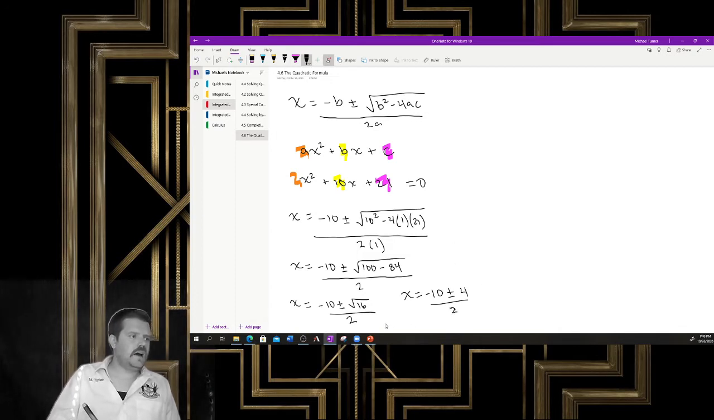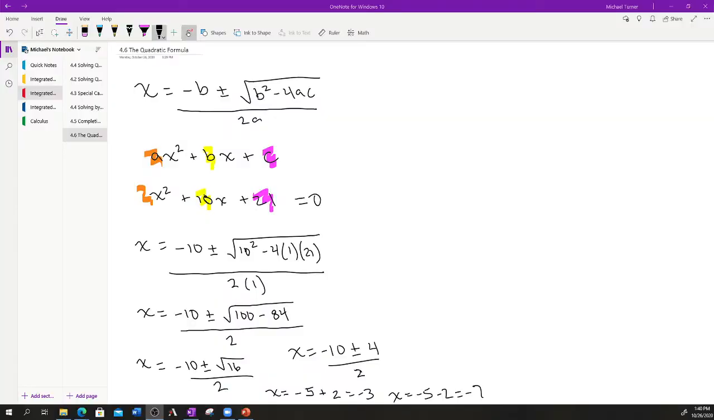Let's say I divide first. My first answer then would be negative 5 plus 2, which is negative 3. And my second answer would be negative 5 minus 2, which is negative 7. Remember, for the most part, you're going to have two answers on each of these.